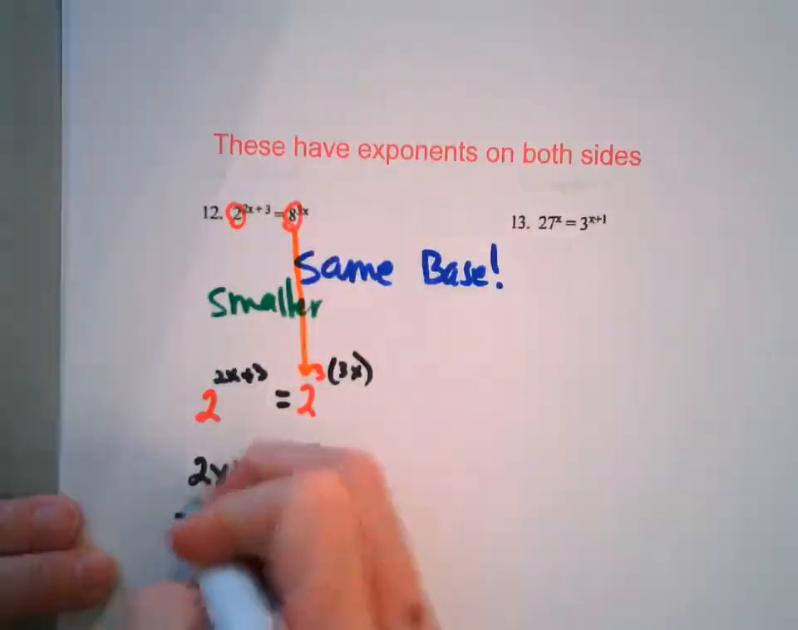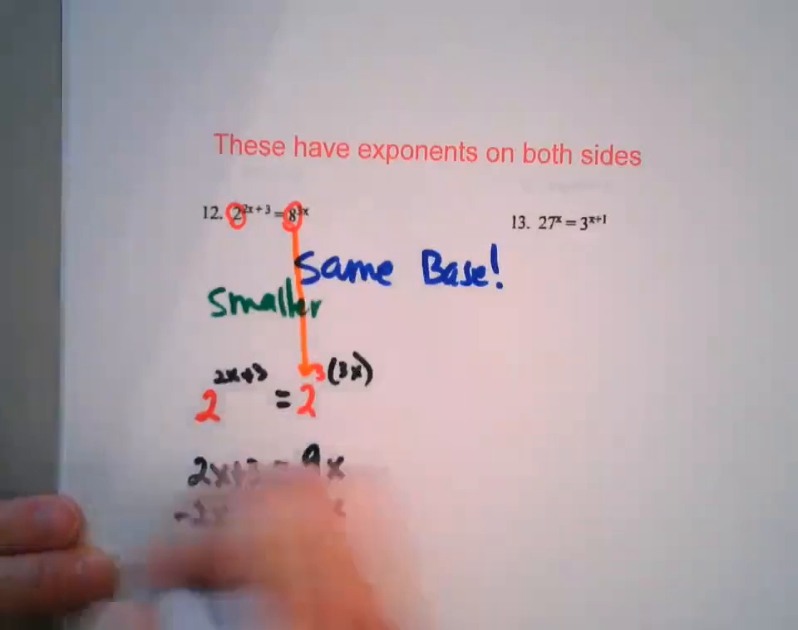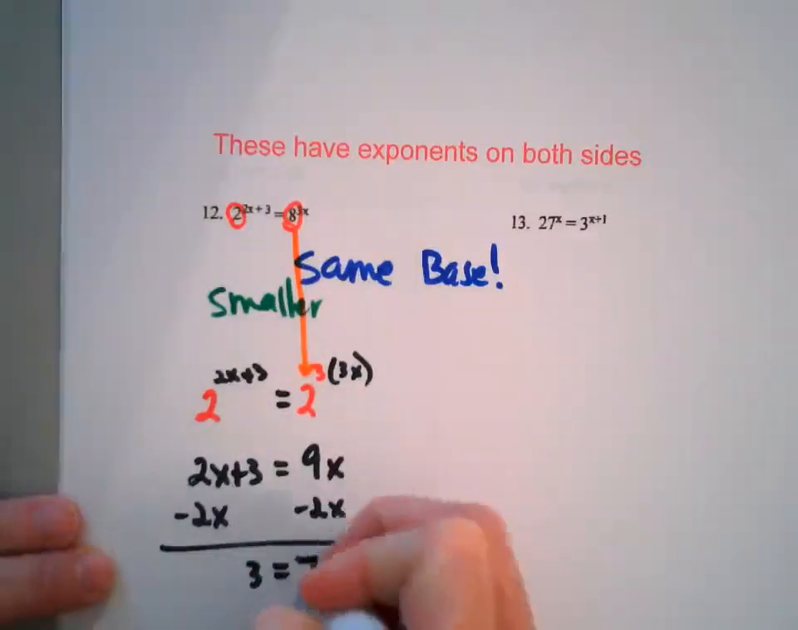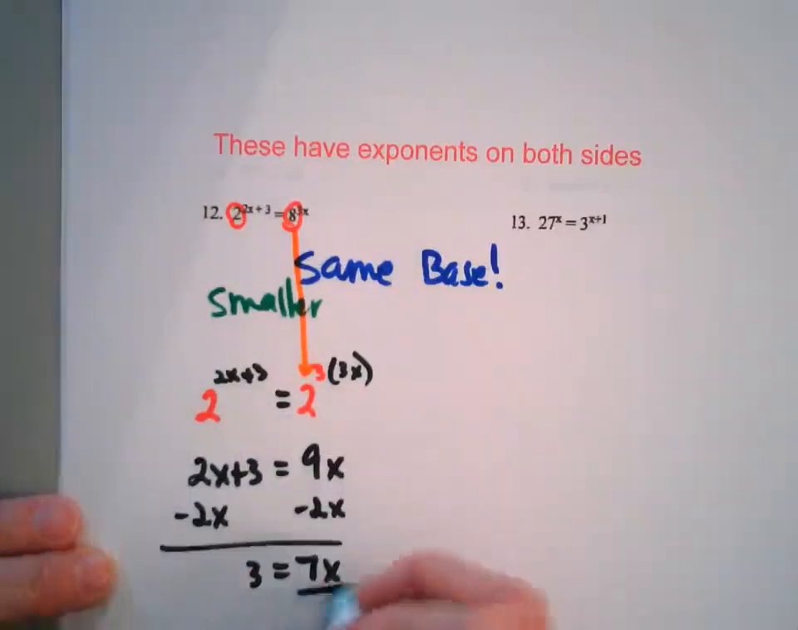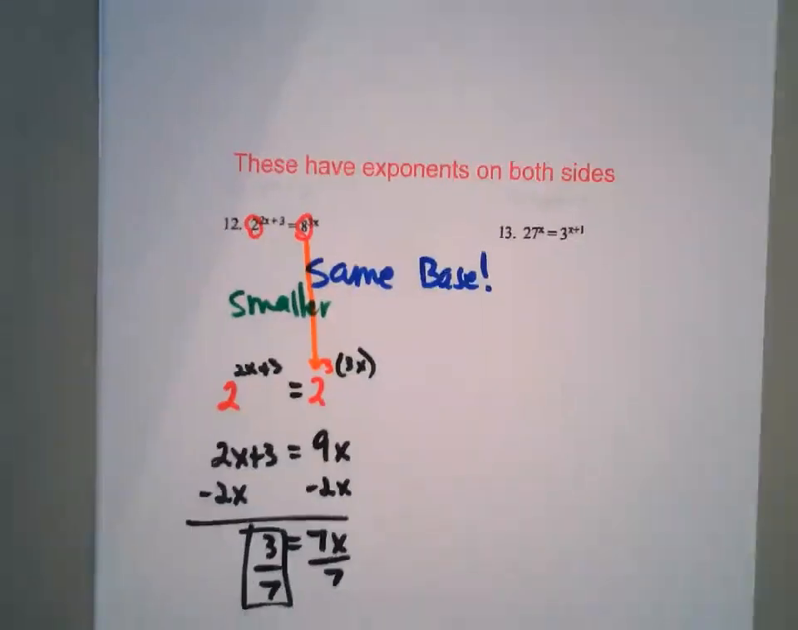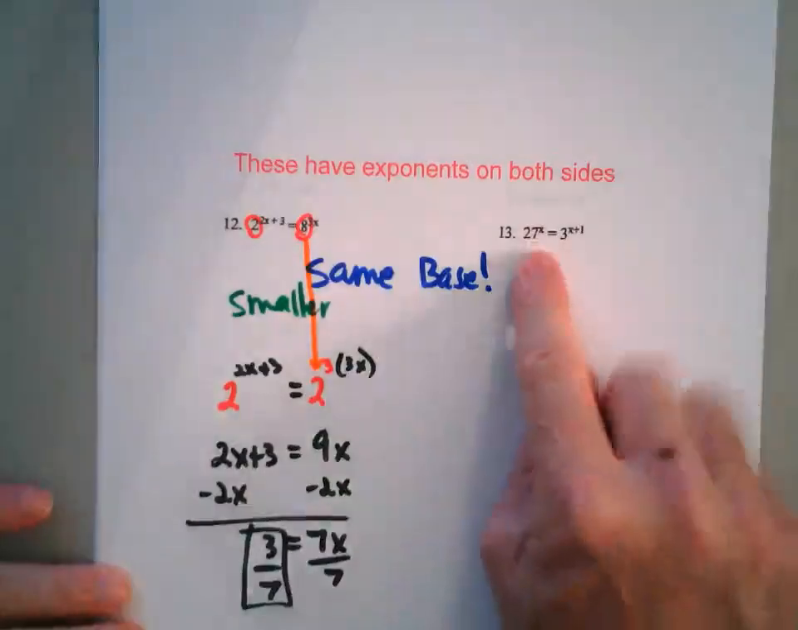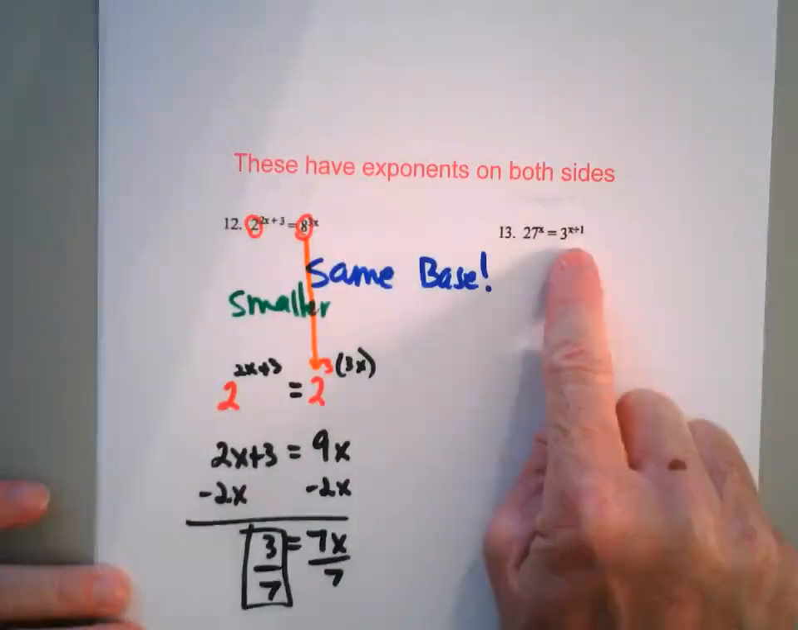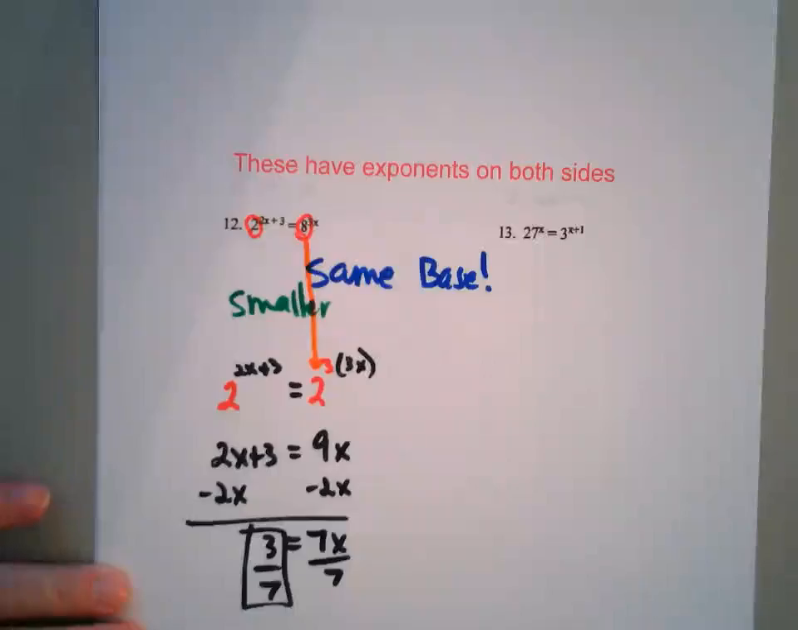So let's see, subtract 2x, 3 equals 7x. We're going to end up with a fraction. Fractions are fine. It's not a problem. 3 over 7. Let me zoom this out. Just one more tap. There we go. All right, so over here, you have 27 and you have a 3. You want to work smaller.